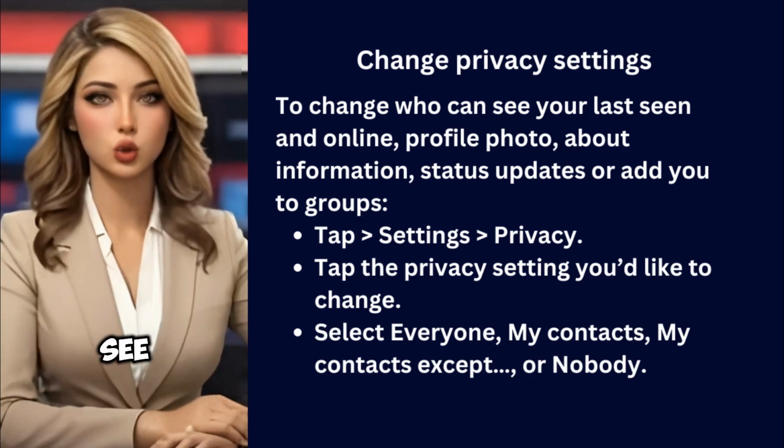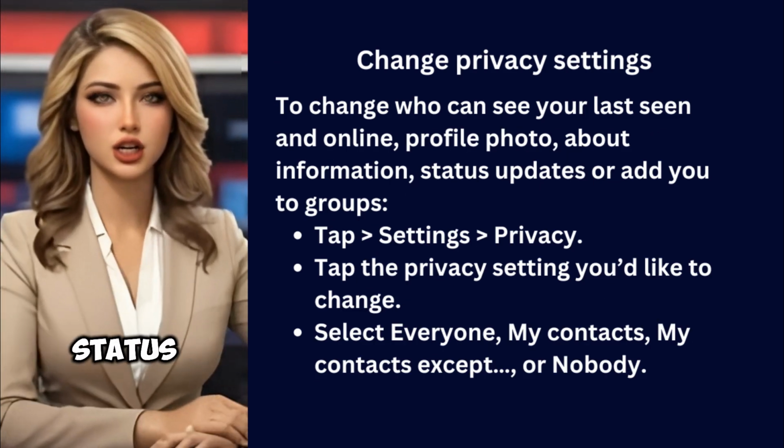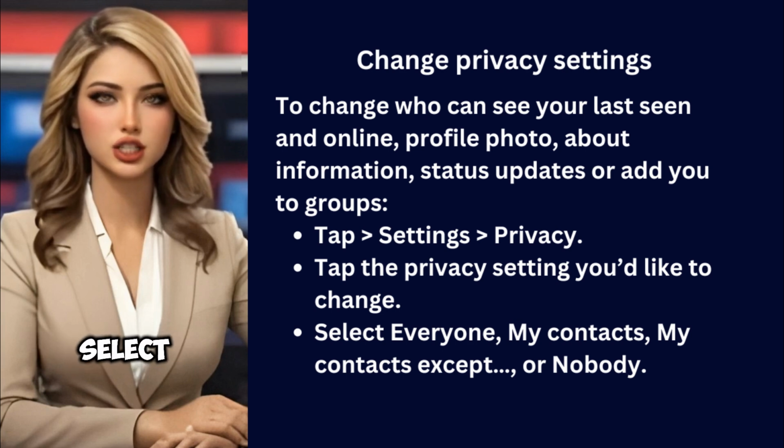To change who can see your last seen and online, profile photo, about information, status updates, or add you to groups, tap More Options, Settings, Privacy. Tap the privacy setting you'd like to change. Select Everyone, My Contacts Except, or Nobody.